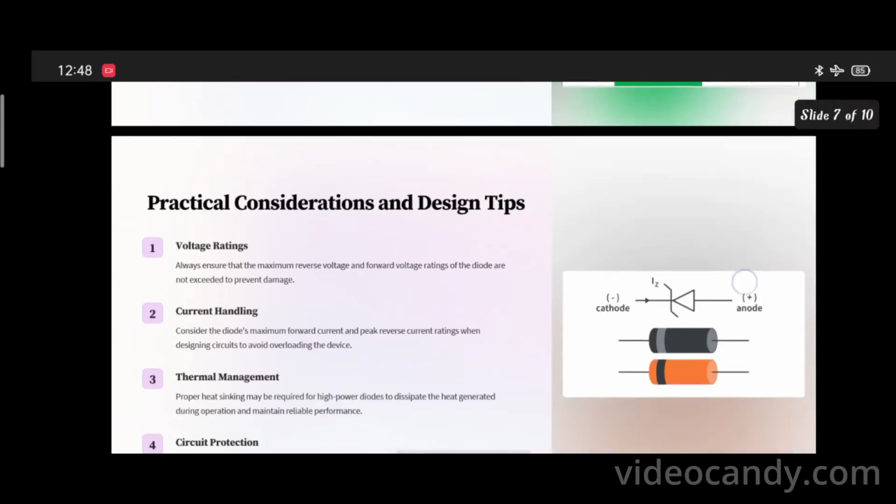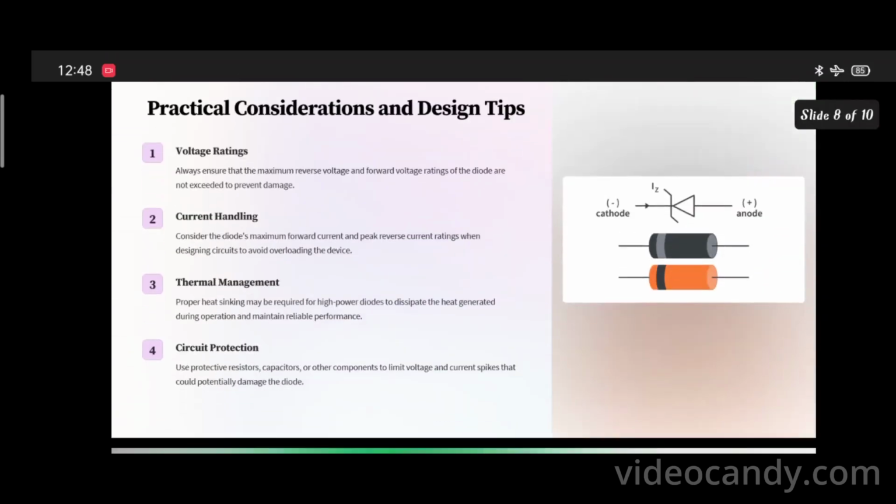Next, practical considerations and design tips. First point is voltage rating. Always ensure that the maximum reverse voltage and forward voltage rating of the diodes are not exceeded to prevent damage. Second point is current handling. Consider the diode's maximum forward current and peak reverse current rating when designing circuits to avoid overloading the device.